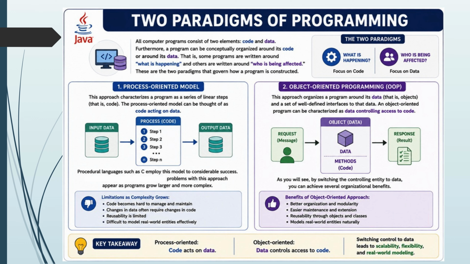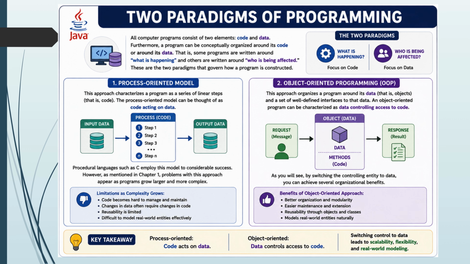Second is object-oriented programming. This approach organizes a program around its data, that is, objects, and a set of well-defined interfaces to that data. An object-oriented program can be characterized as data controlling access to code. Request means message, object means data, and response means result. An object contains data and methods, that is, code. As you will see, switching the controlling entity to data can yield several organizational benefits.